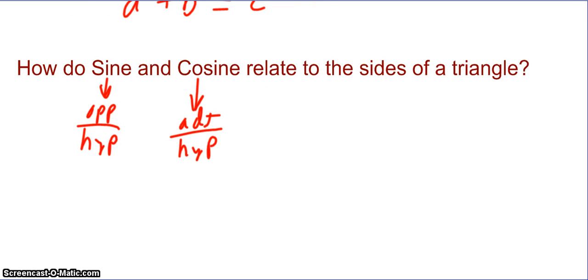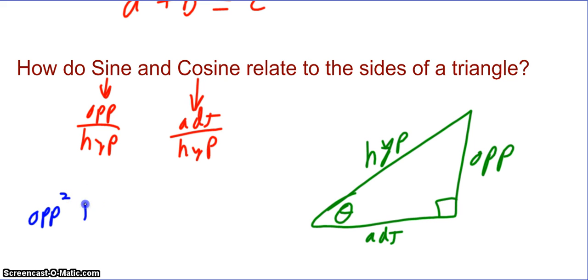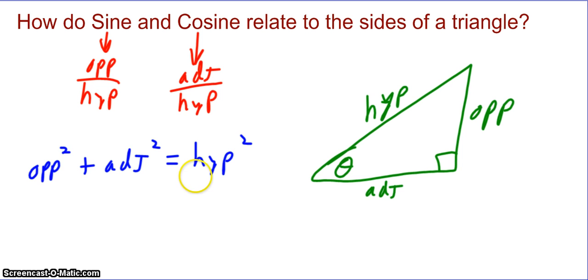Alright, so let's look at a right triangle. If I have a right triangle, let's call this theta. So this is my opposite, this is my adjacent, and this is my hypotenuse. Let's rewrite our Pythagorean theorem in terms of those. So I know that this is opposite squared plus adjacent squared equals hypotenuse squared. Well, what if I take this equation, but I divide everything by hypotenuse squared?